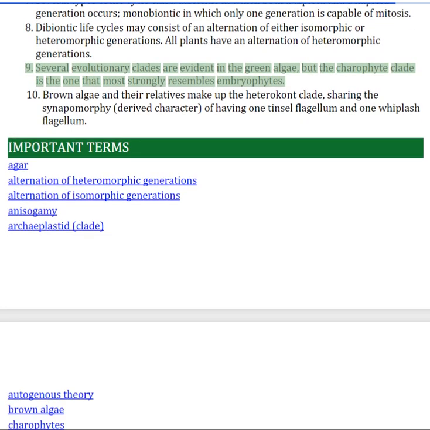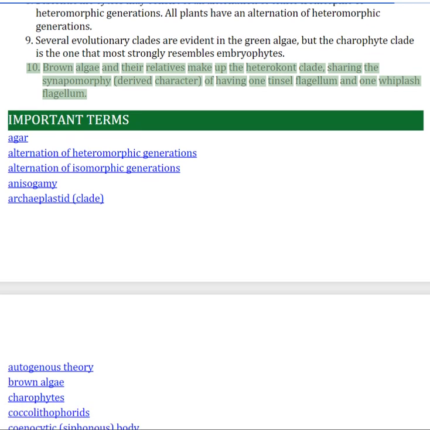9. Several evolutionary clades are evident in the green algae, but the charophyte clade is the one that most strongly resembles embryophytes. 10. Brown algae and their relatives make up the heterokont clade, sharing the synapomorphy of having one tinsel flagellum and one whiplash flagellum.